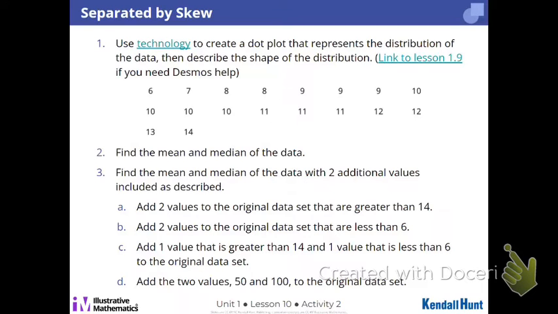Here's what you and your partner are tasked with. And we almost did most of this for the warm-up. Here is your data set. This is the original data set that you're going to use.